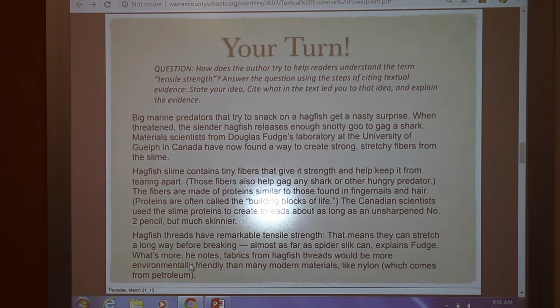So here's your turn. The question: how does the author try to help readers understand the term tensile strength? Answer the question using the steps of citing textual evidence. State your idea, cite what in the text led you to that idea, and explain your evidence. So here you can take a pause and try this out, and then we'll keep going with the next part of analyzing text in scientific papers.